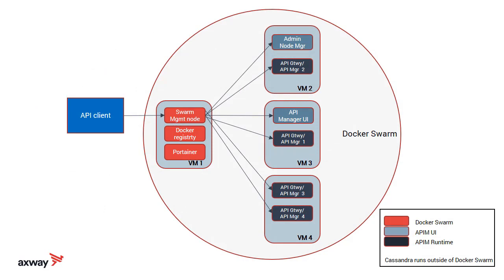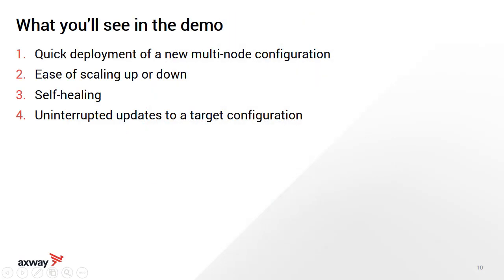This is my Docker Swarm architecture with four VM nodes, one used as the Swarm management node and three workers. Red boxes represent the Swarm infrastructure that manages this whole architecture. The light blue and dark blue boxes are containers that run my API management solution with some UIs: the lighter boxes are Admin Node Manager and API Manager, and the darker boxes represent the gateways with API Manager. I will show you four steps: quick deployment, ease of scaling, self-healing, and uninterrupted updates when I bring a new version of a Docker image to my configuration.